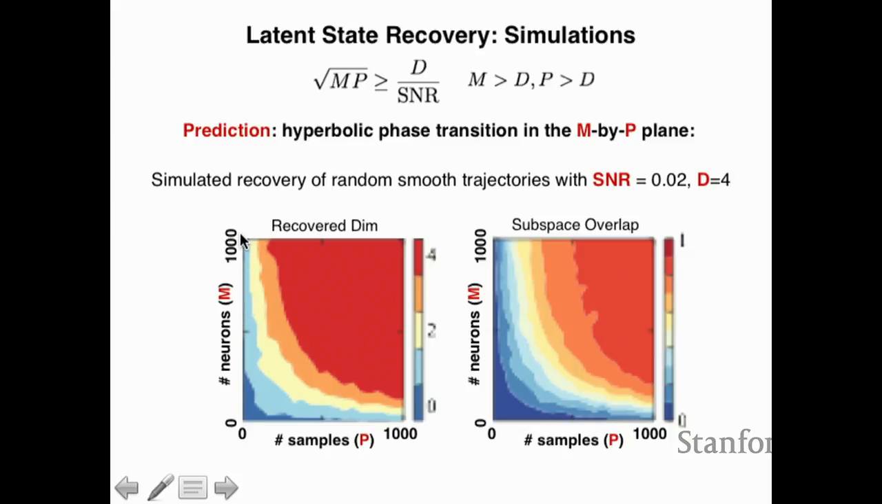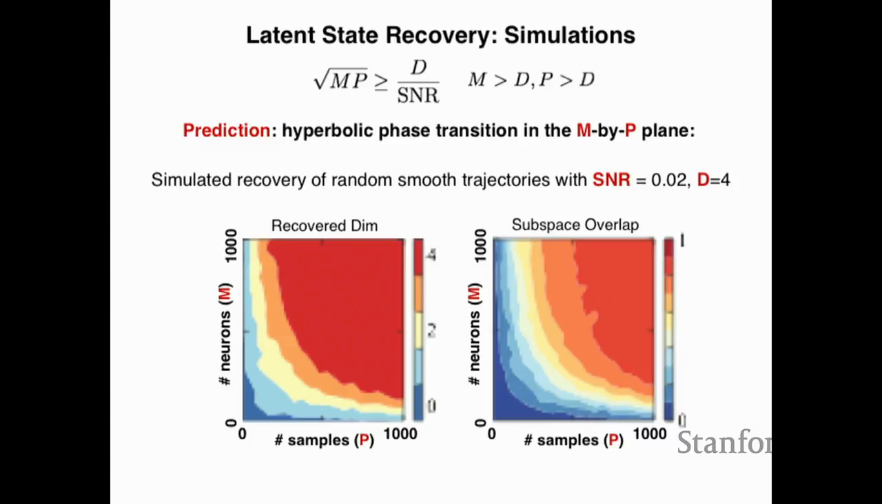We subsample a number of neurons, we subsample a number of trials, and we ask how well can we recover the dimensionality of the subspace and the orientation of the subspace. So you can define an overlap between subspaces where it's 1 if they're identical and 0 if they share no common dimensions. They're completely orthogonal. It generalizes the cosine of the angle between two one-dimensional subspaces. Okay? And so as you can see, there is this hyperbolic phase transition boundary in simulated data, but that's just a confirmation of our theory.